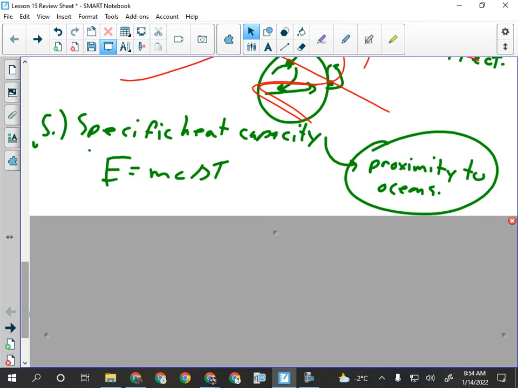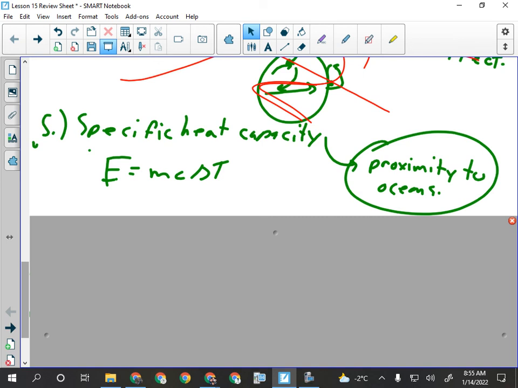Also remember that specific heat capacity is why proximity to oceans is a factor that affects climate, right? The ocean is able to absorb and hold large amounts of energy without changing its temperature, and that can regulate your climate. So that's probably going to want to be part of your explanation when you're doing that question with the city. If you're talking about proximity to oceans as part of that, that's something you'd want to work into your answer.